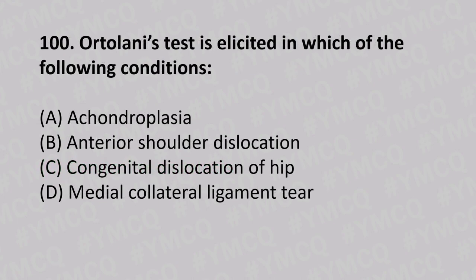Moving to our 100th question. Ortolani test is elicited in which of the following conditions? Option A, achondroplasia; option B, anterior shoulder dislocation; option C, congenital dislocation of the hip; option D, medial collateral ligament injury. And the answer is option C, congenital dislocation of the hip.